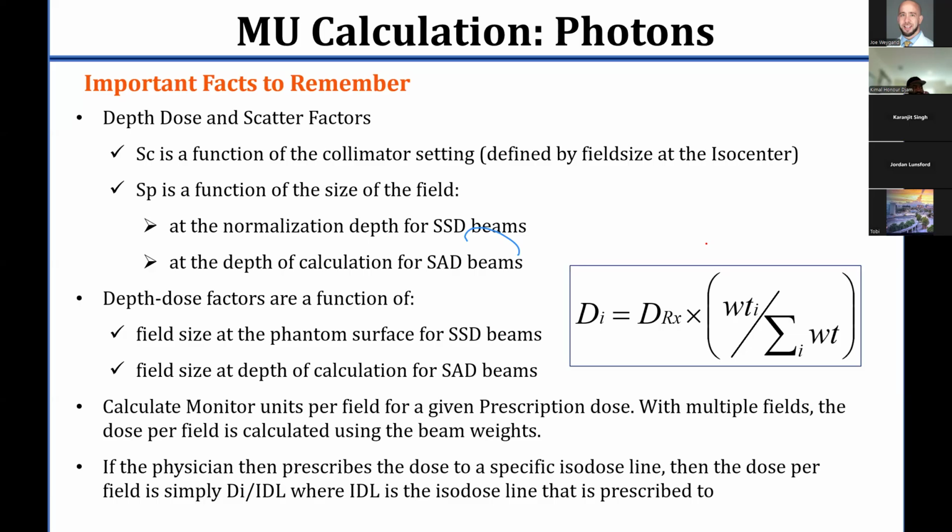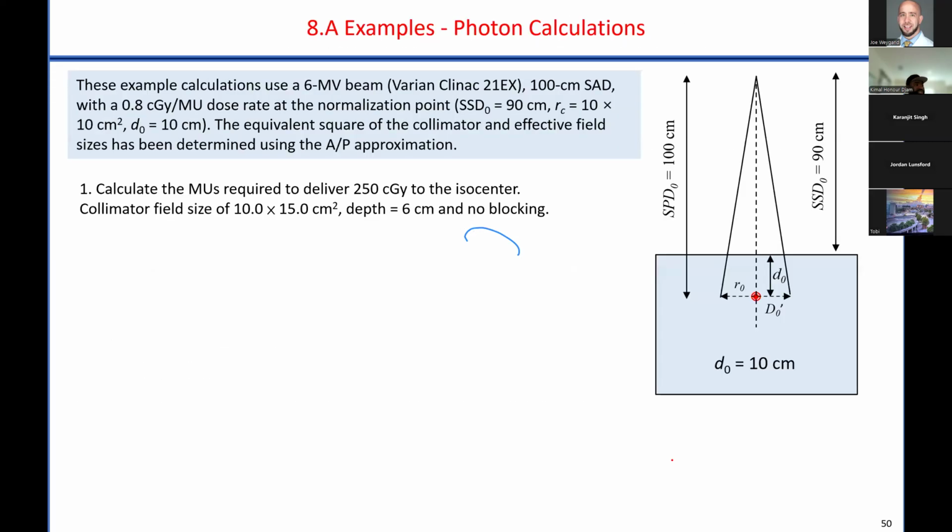Now, when calculating the monitor, you have to calculate the monitor unit per field for a given description, which implies that for multiple fields, the dose per field is calculated using beam weights. This formula gives you the dose for a particular field I, calculated as a proportion of the beam weight with respect to the prescribed dose. Now, if the physician prescribes the dose to a specific isodose line, then the dose per field is simply given by DI divided by the IDL, where the IDL is the isodose line that is prescribed to that particular dose.